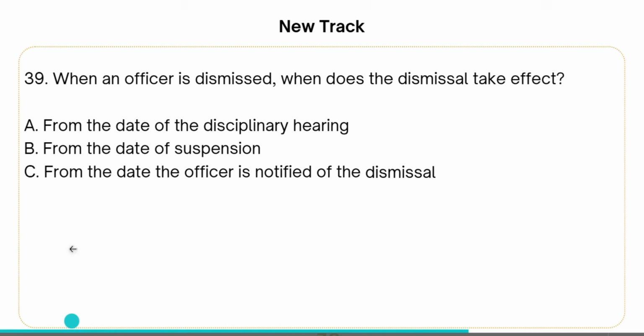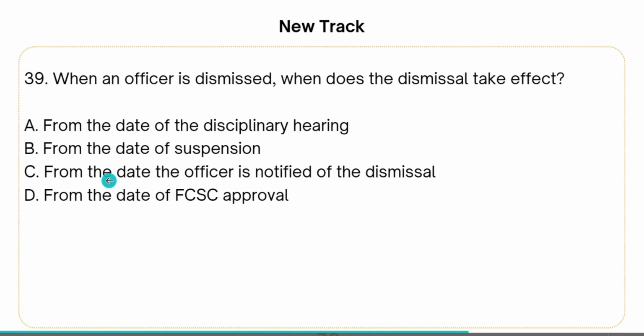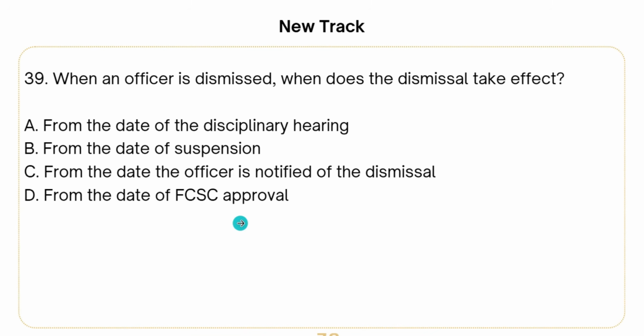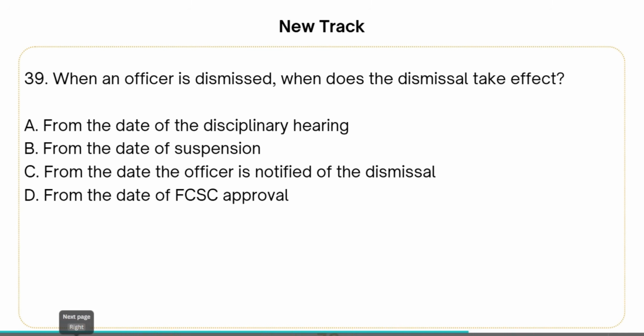Question number 39. When an officer is dismissed, when does the dismissal take effect? A. From the date of the disciplinary hearing. B. From the date of suspension. C. From the date the officer is notified of the dismissal. And D. From the date of Federal Civil Service approval.